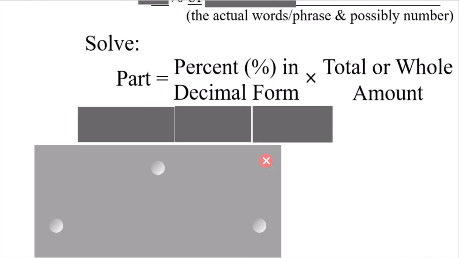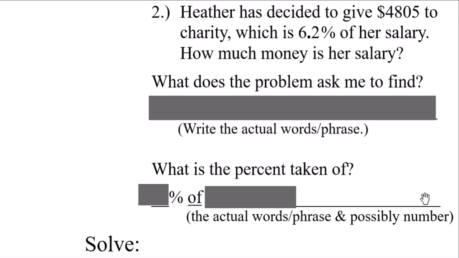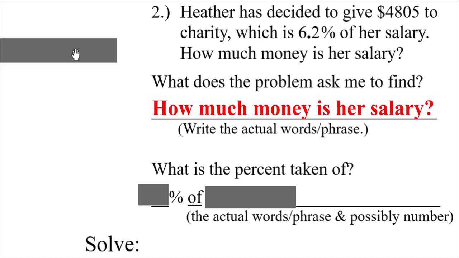All right, let's do another problem together. Problem number 2. Heather has decided to give $4,805 to charity, which is 6.2% of her salary. How much money is her salary? All right, what does the problem ask me to find? As we have in a lot of these problems, it's usually given in the very last sentence. How much money is her salary? Okay, write that down. We're trying to find the money that happens to be her salary.